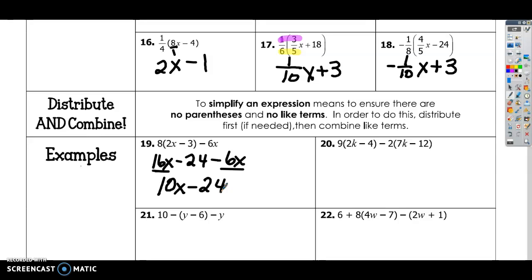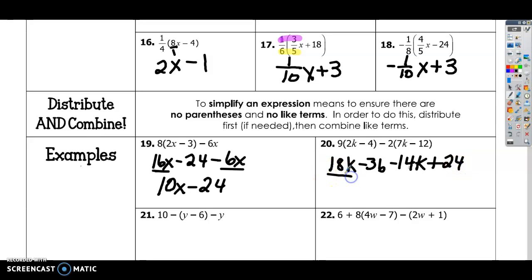All right, number 20. 9 times 2 would make that 18k. And 9 times -4 is -36. And then we have two sets of parentheses, so we have to distribute again. We're going to distribute this -2 to everything over here. So negative times a positive is -14k. -2 times -12, two negatives make that positive. 2 times 12 is 24.